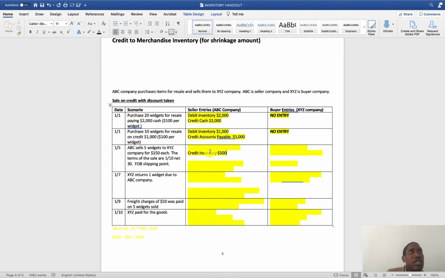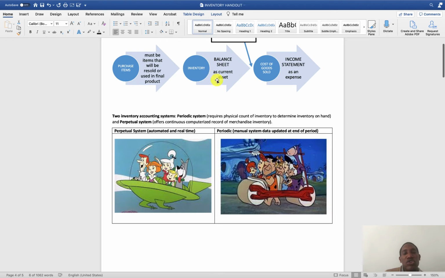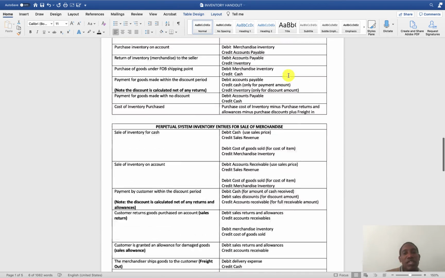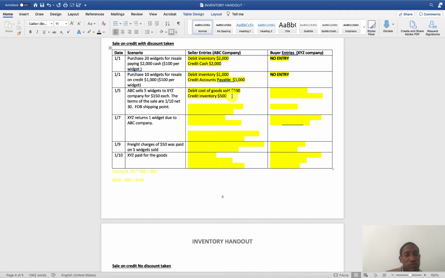And where am I putting it? I'm putting it into cost of goods sold. So how do I put something into cost of goods sold? I debit cost of goods sold. That's the journal entry for this part here. You credit inventory to take it out of inventory. You debit cost of goods sold to put it into cost of goods sold. So that's what happens. And again, these are all at my cost.